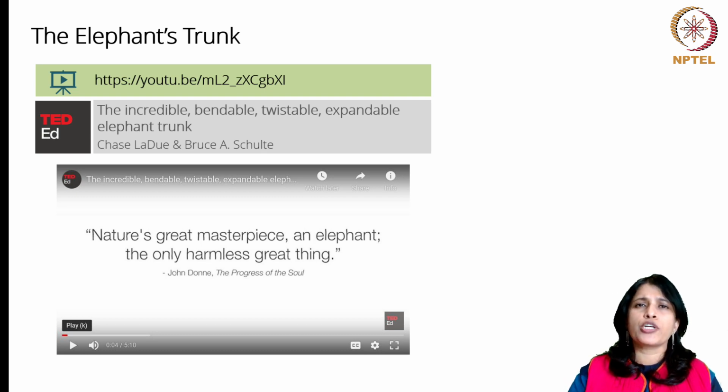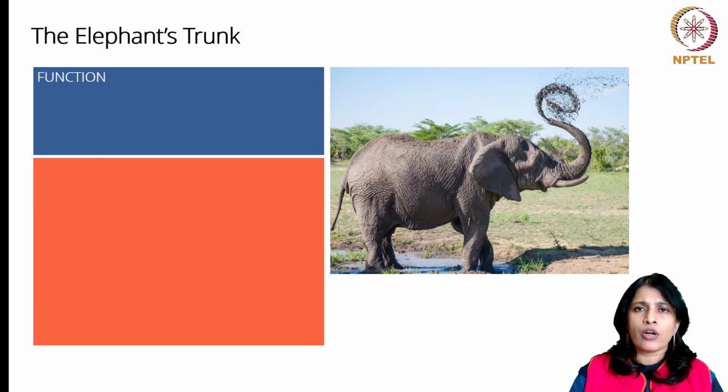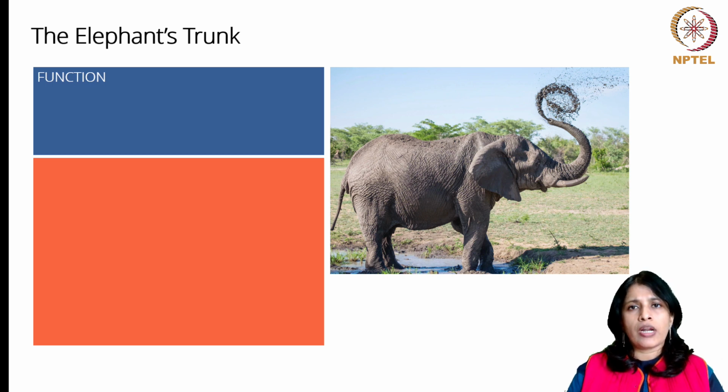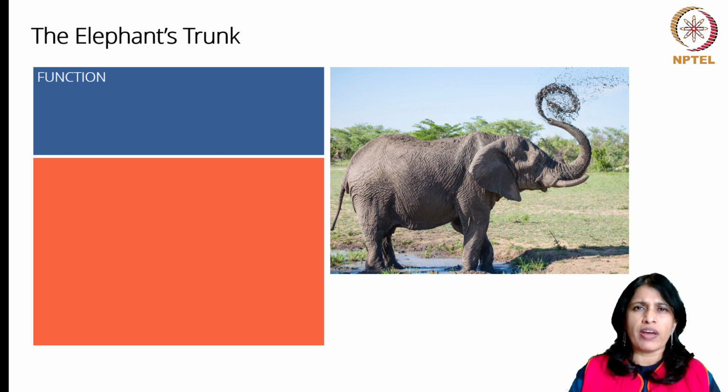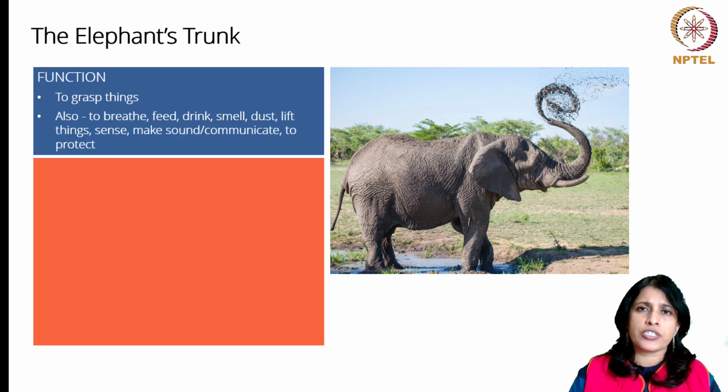So what is the function of the elephant's trunk? Function is the purpose of something. In the natural world, it is what an organism does in order to survive. So one function of the elephant trunk is to grasp things. Of course, as the video has told you, there are other functions as well, like using it to breathe, to feed, to sense things, to communicate, etc. But for this example, we are going to take the function of grasping things.